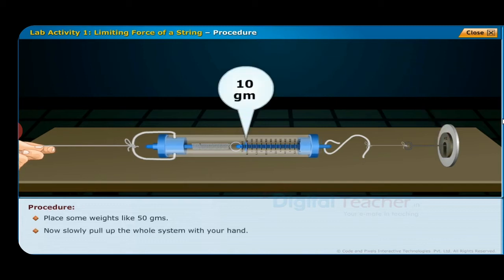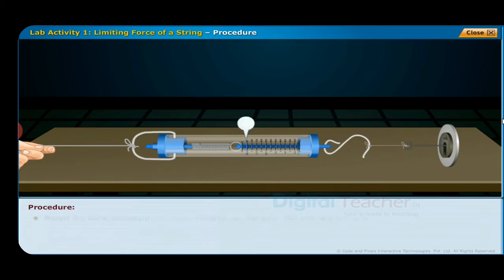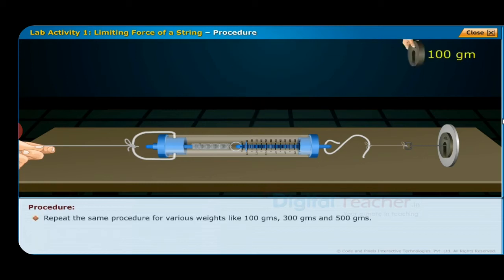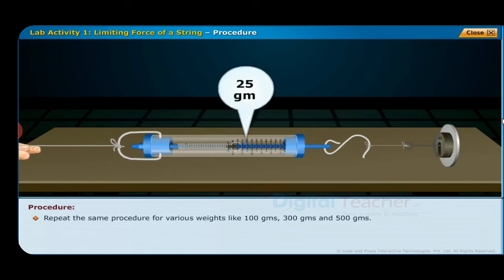Now slowly pull up the whole system with your hand. Note the readings. Repeat the same procedure for various weights like 100 grams, 300 grams and 500 grams.